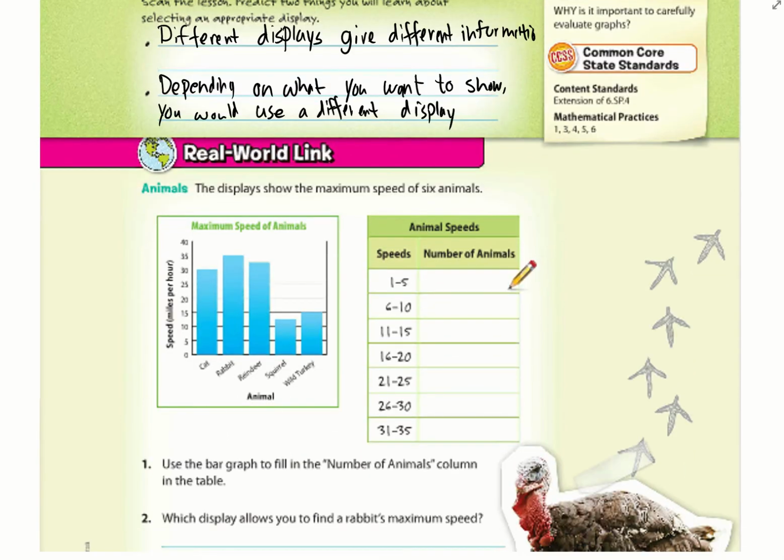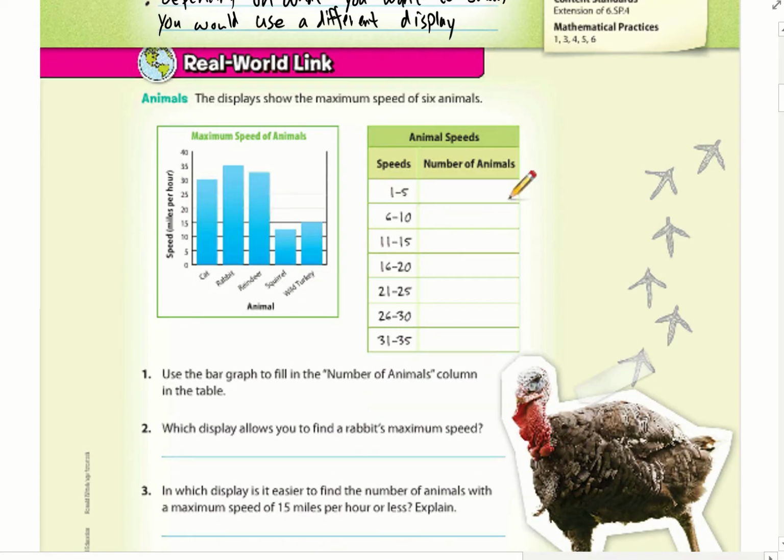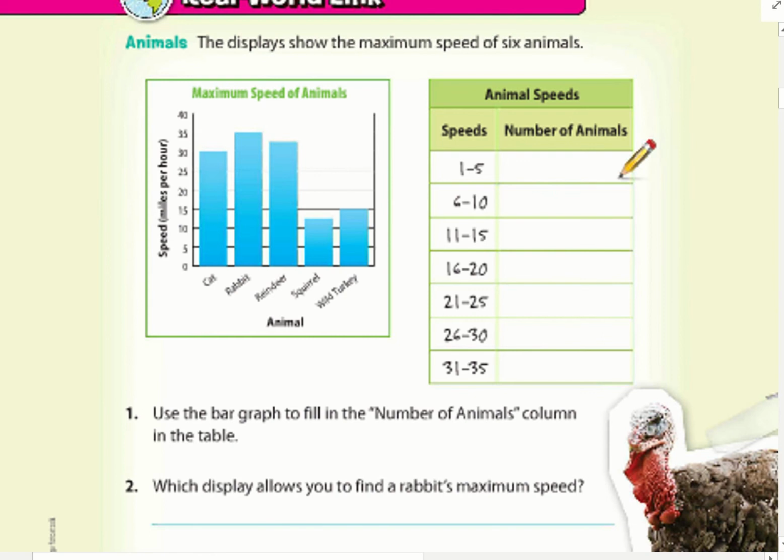So the real world link. The display shows the maximum speed of 6 animals. So we have a cat, rabbit, reindeer, squirrel, and wild turkey. So the speeds from 1 through 5, we have 0 animals. From 6 through 10, we have 0 animals. From 11 through 15, we have 2 animals, the squirrel and the wild turkey. From 16 through 20, we have 0. From 21 to 25, we have 0. From 26 to 30, looks like we have 1. And from 31 to 35, we have 2.